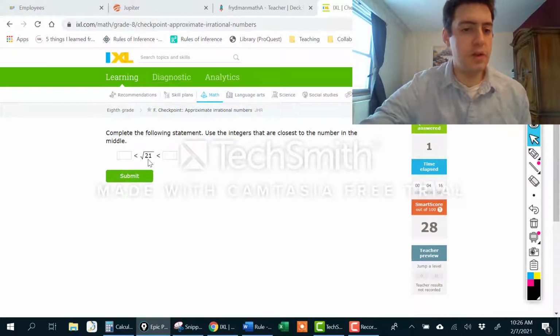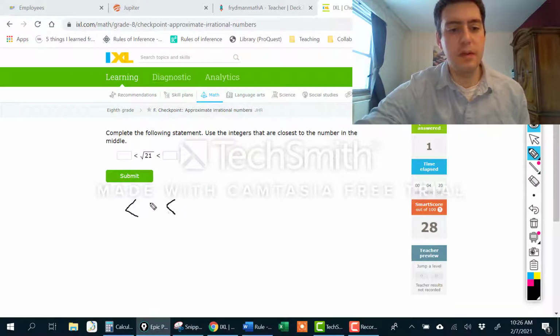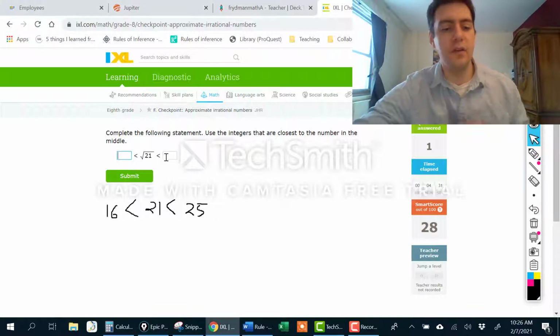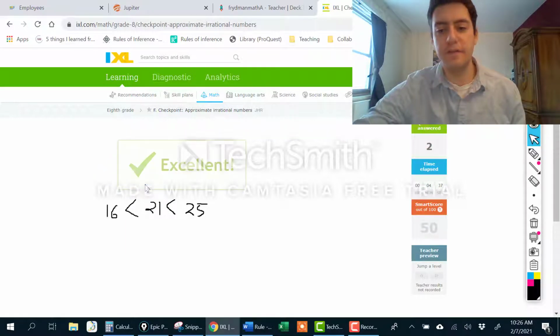Okay, we're going to do the same thing here. This would be the perfect square closest to 21. How about 16 on this side and 25 on this side? The square roots of 16 and 25 are 4 and 5. So the square root of 21 is between 4 and 5.